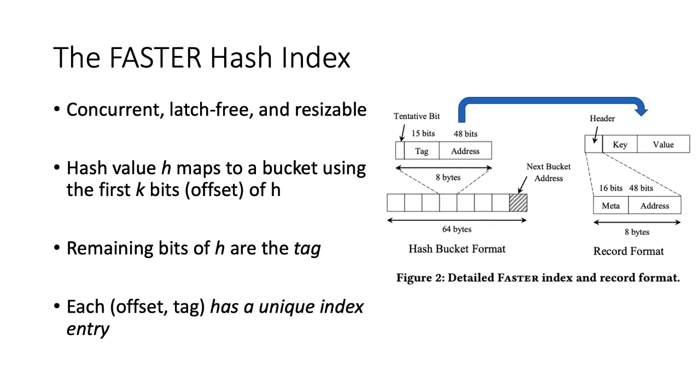So one invariant or rule they follow in this index is that every offset and tag combination must have a unique entry in the index. So we can't have duplicates. And then a bucket is 64 bytes, and we have 7 entries in each bucket. And then this little entry at the end is a pointer to an overflow bucket if we need it for later. And then the record format is just key, value, and then some metadata.